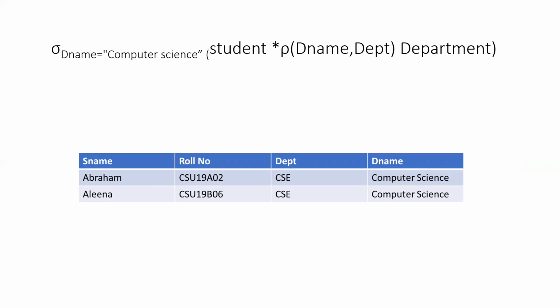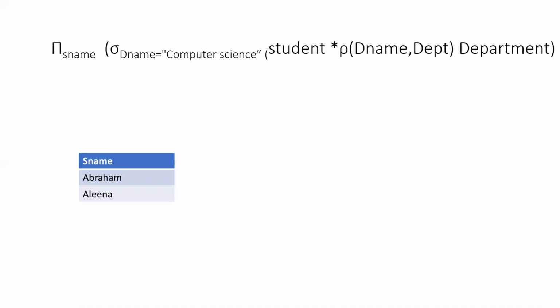So our question was to find the names of the students who are studying in the computer science department. For this, after applying natural join, we apply selection, sigma department name equal to computer science. When we apply the selection, we get only 2 tuples. Then, to find the names of the students, we apply projection on student name of the previous relation.